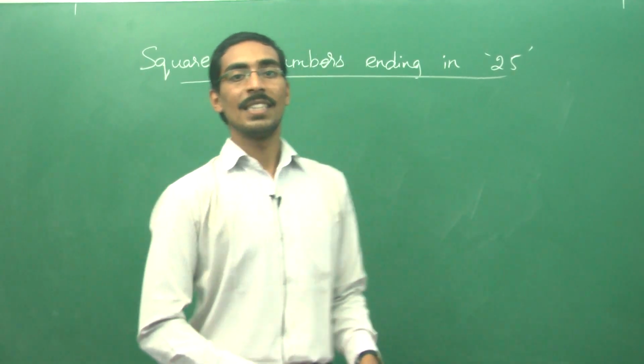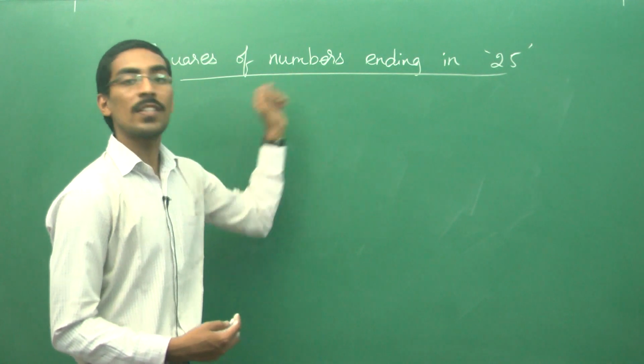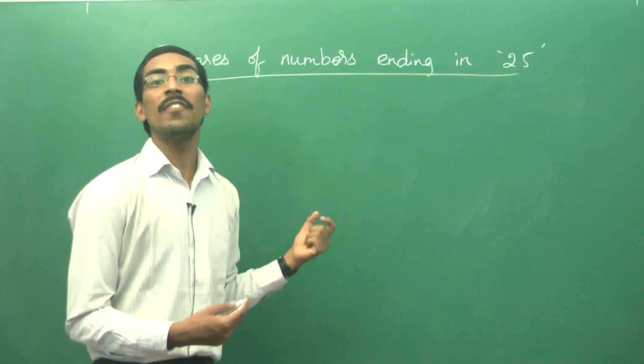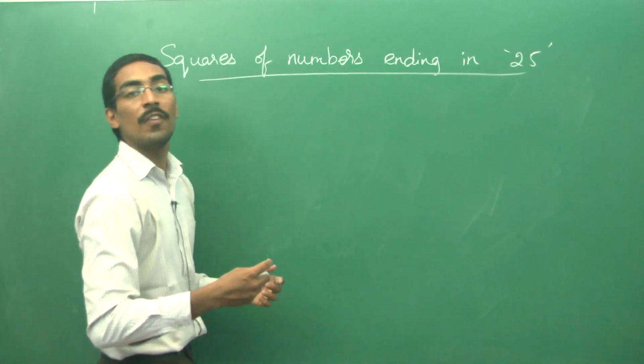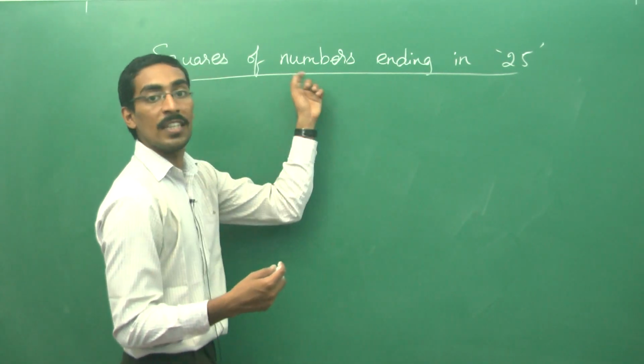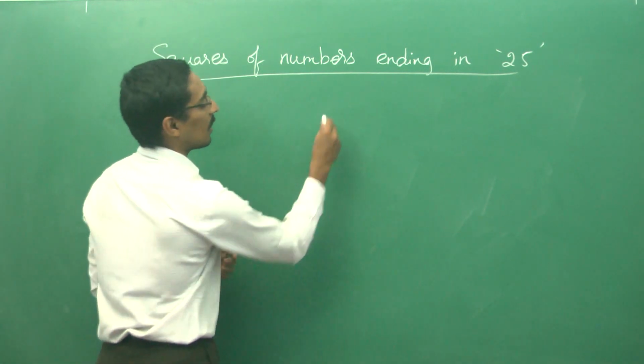Hello everybody. We will see now how to find out the squares of numbers that end in 25. So you must be very familiar with the shortcut for finding the squares of numbers ending in 5. Let us quickly recollect that.